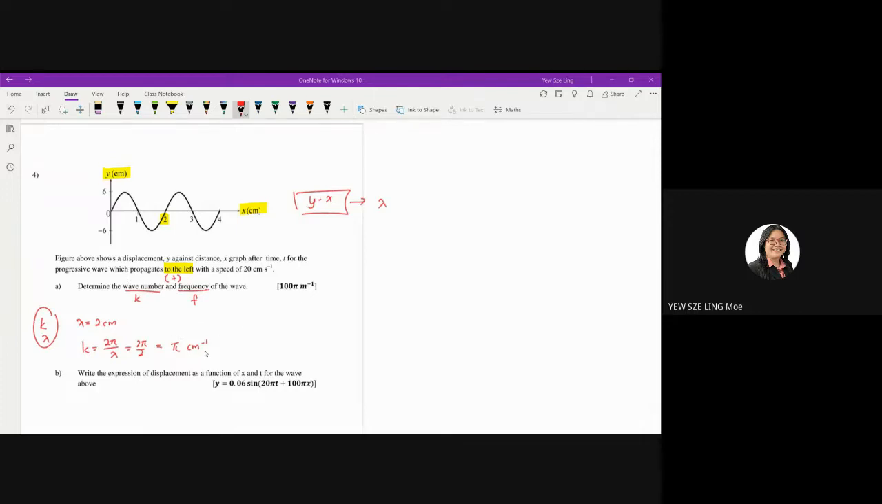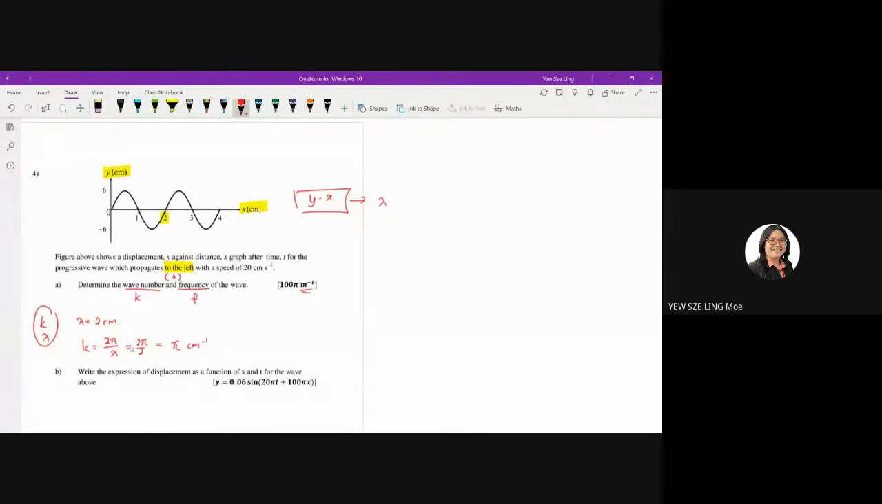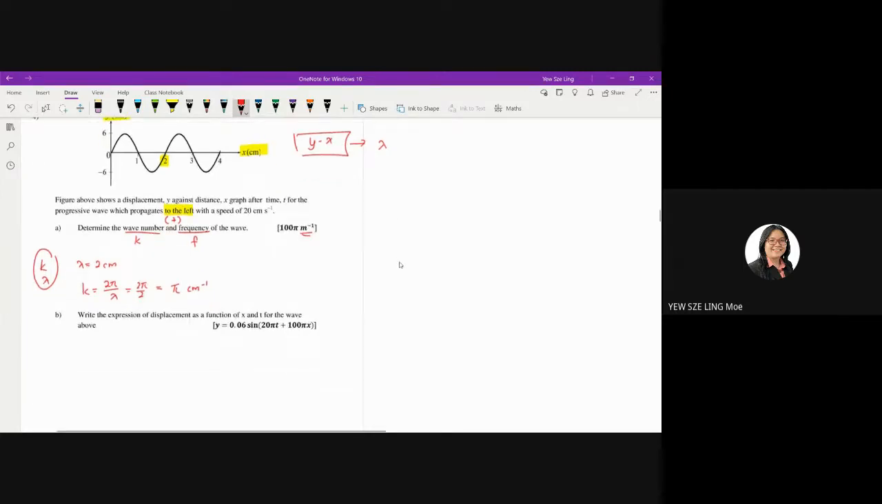If you want to write it in terms of meter per second, as shown in the answer, then you divide by 100. So that is your question A.